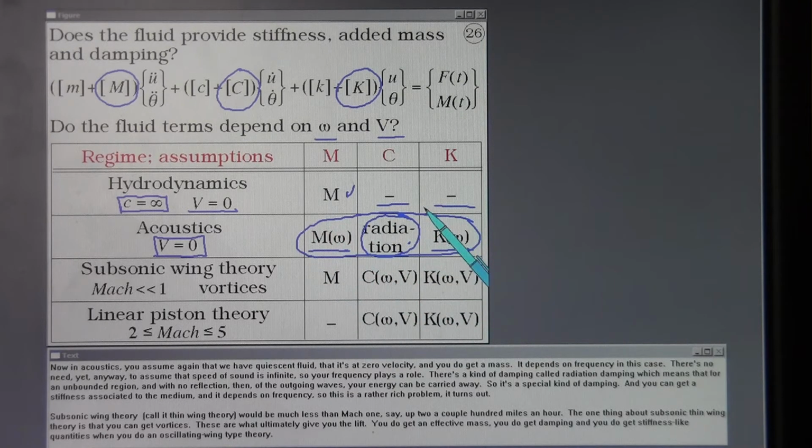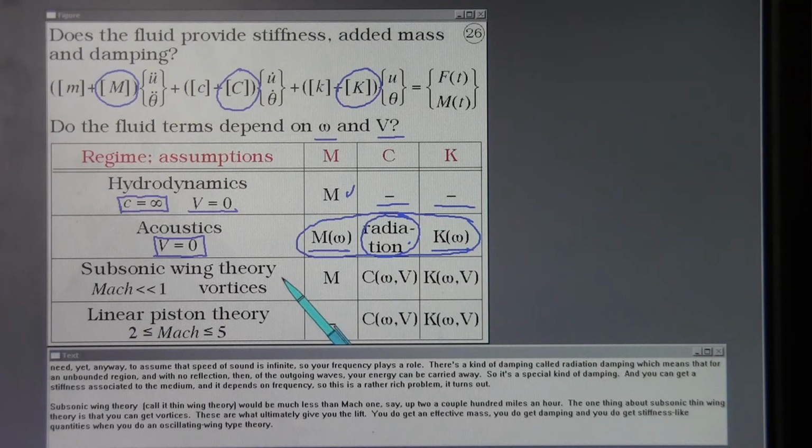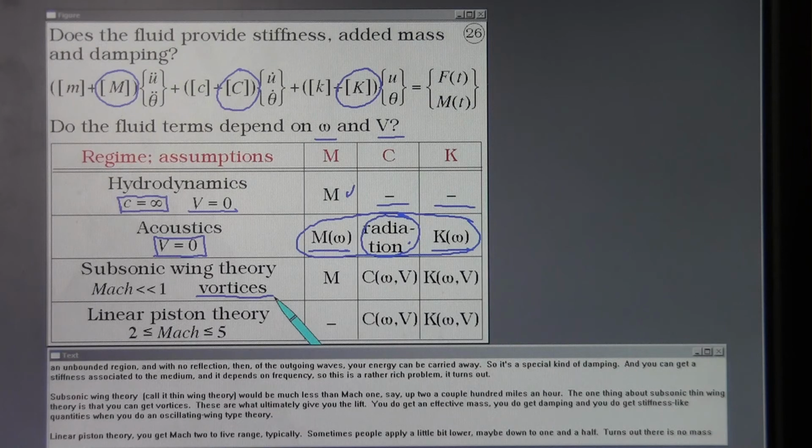Subsonic wing theory, call it thin wing theory, would be much less than Mach 1, say up to a couple hundred miles an hour. The one thing about slender wing theory, or subsonic thin wing theory, is that you can get vortices, and these are what ultimately give you the lift.